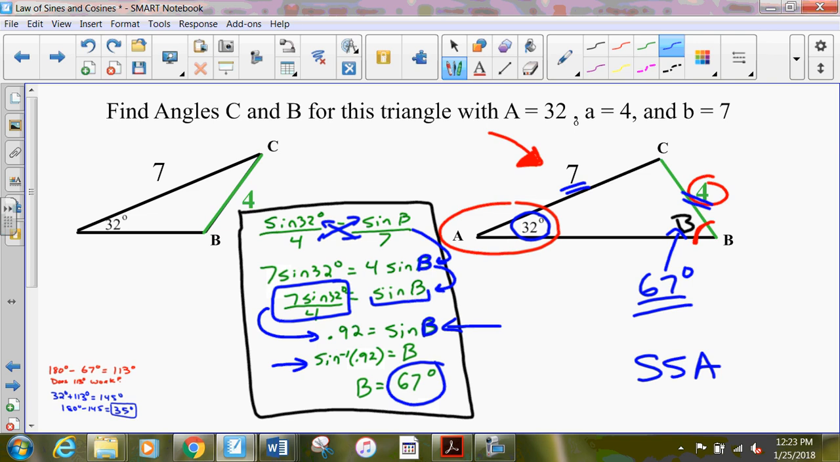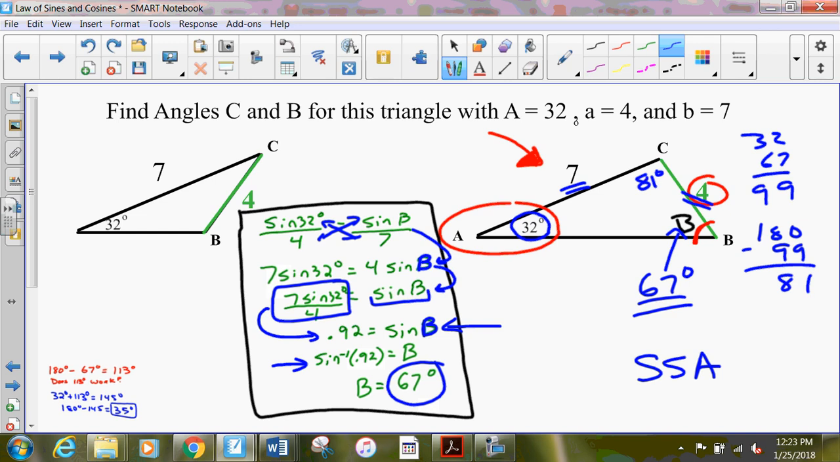All right, so we got B. It says find all the angles. We're not quite done with this. It says find angle C and B. So let's finish this triangle, and then we'll talk about how there's actually a second triangle to solve for. So let's see. If angle B is 67, then we've got 32 and 67, that's 99, and we're going to subtract 99 from 180, and we're going to get what, 81?